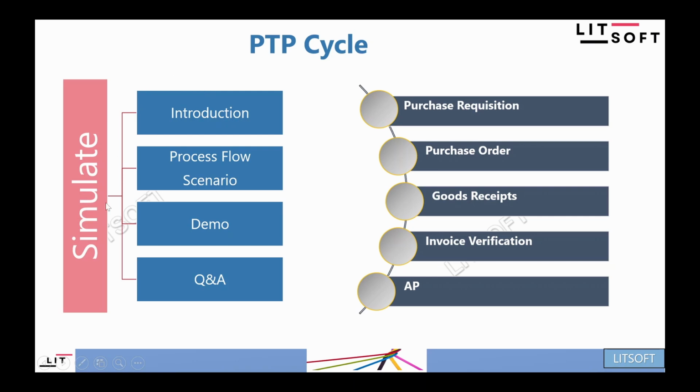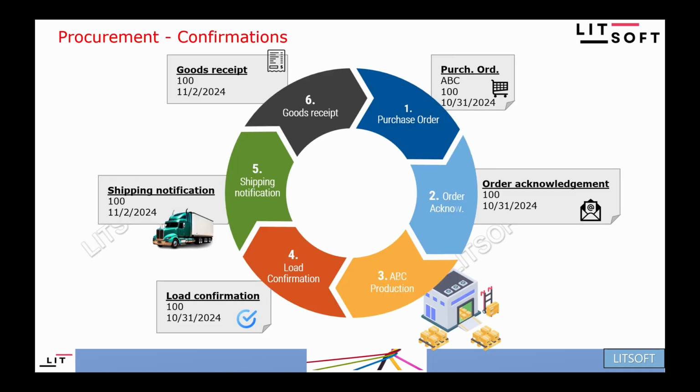What we will do is simulate this in the system, and on our website litsoft.com you will have the PTP cycle again: introduction, process flow scenario, demo, question answers, quiz, and everything. For the confirmation process at a glance, you have a purchase order, say of 100 quantity for a date. Then order acknowledgement, where the purchase order is acknowledged by the manufacturing facility. When loading is happening, load confirmation and shipment notification will be sent for the inbound deliveries, and the goods receipt will happen. This is overall the confirmation process.